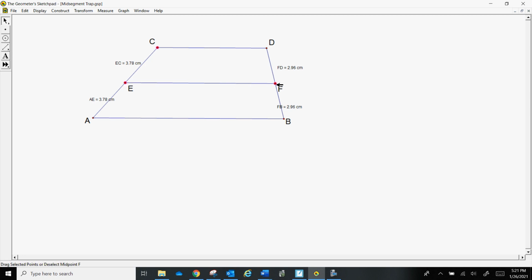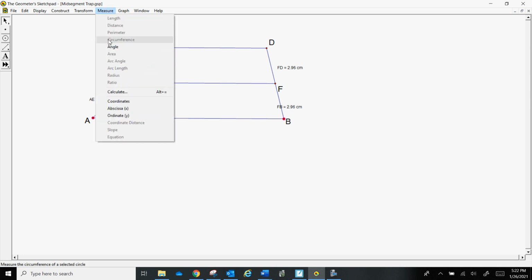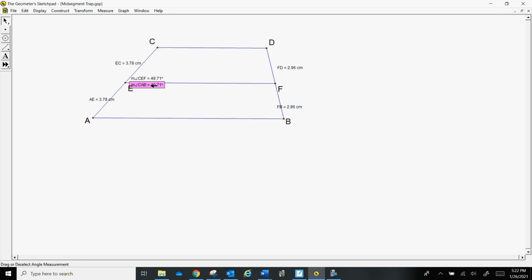If I measure this angle right here, that angle right there is going to be 49.71. And I measure from C, A, B, is 49.71. And that's going to be the same thing right over here because those are corresponding angles.